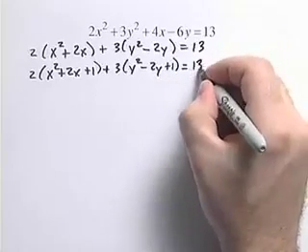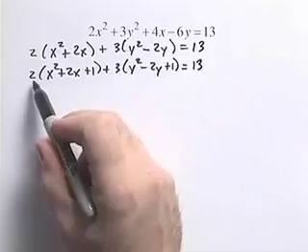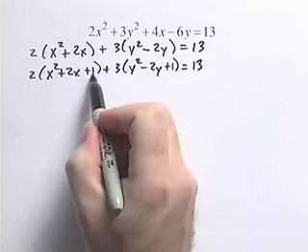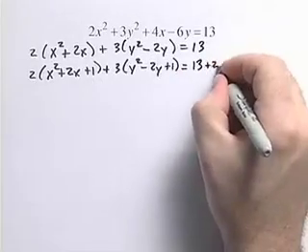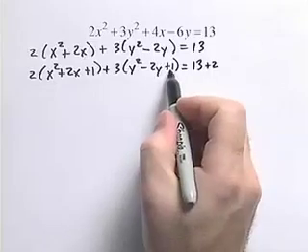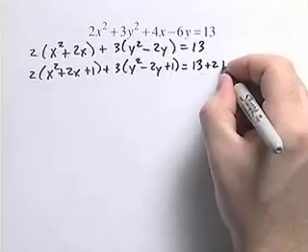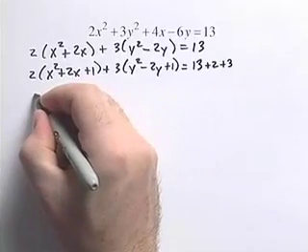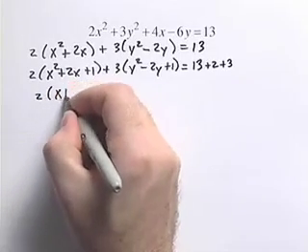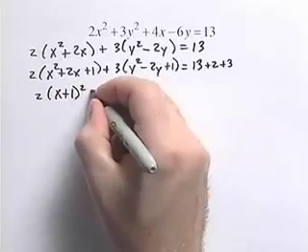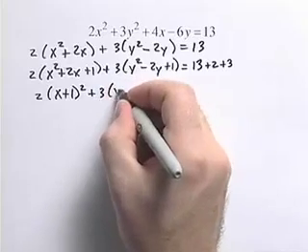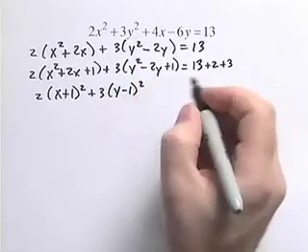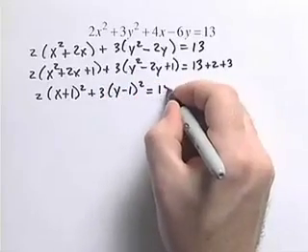Now, on the right side, we need to add. Since we added 1 in here, 2 times 1 gives us 2. We're going to add 2 on that side as well. We added 1 inside here, 3 times 1 is 3, so we need to add 3 on this side as well. That allows us to write this as 2 times (x plus 1) quantity squared plus 3 times (y minus 1) quantity squared is equal to 18.